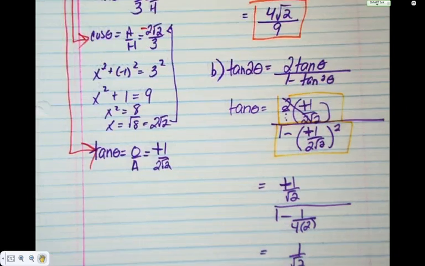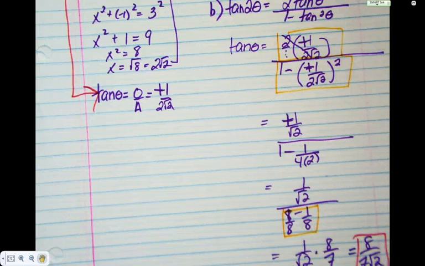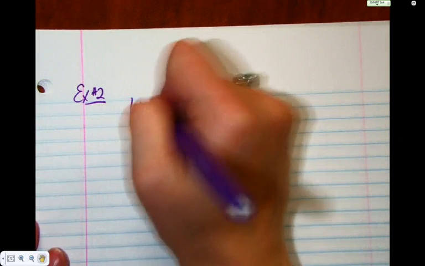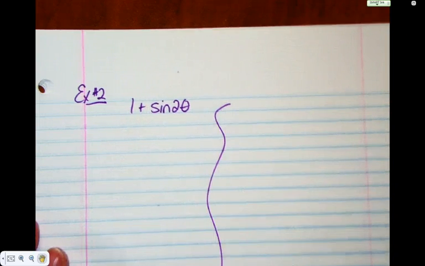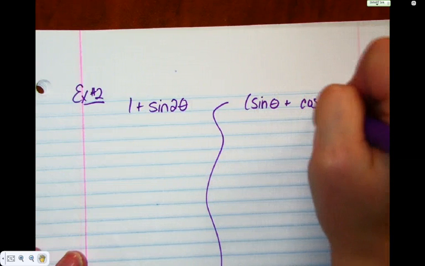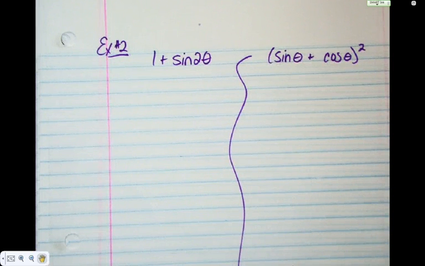Example 1, thoughts. Most of this is just fraction work. Okay, let's do some identities. How is this all equal to each other? And who comes up with these questions?